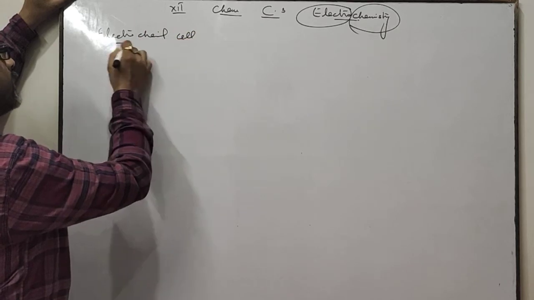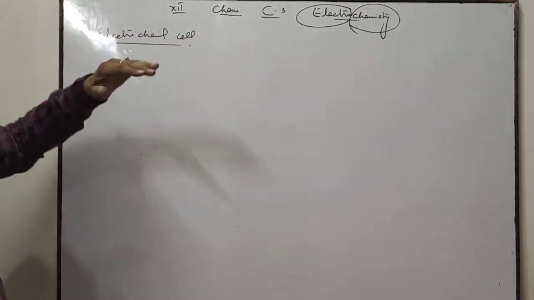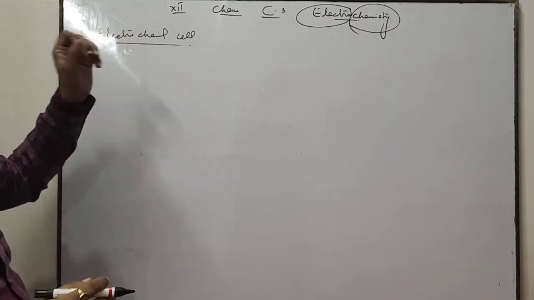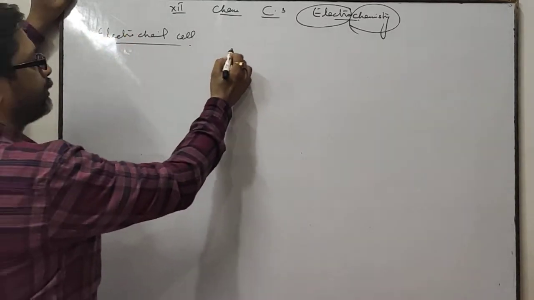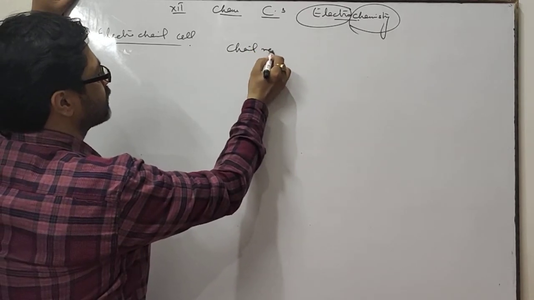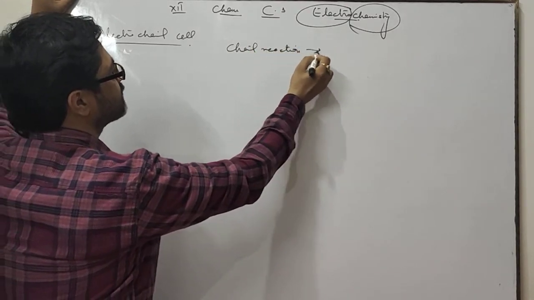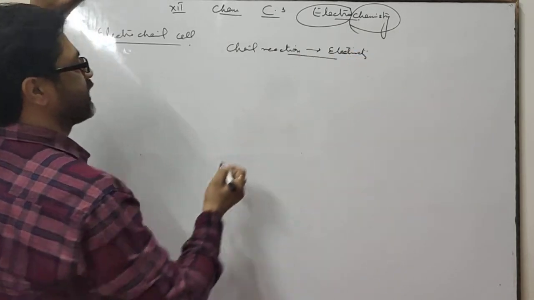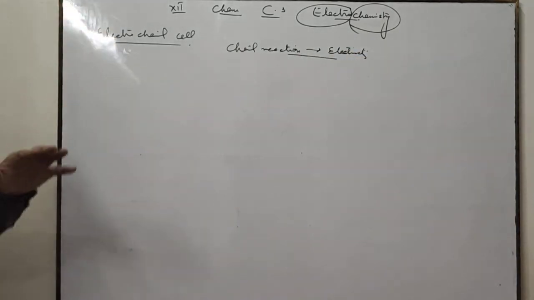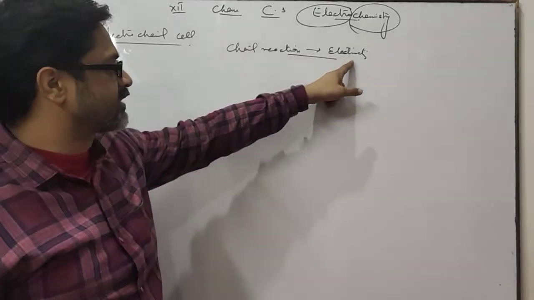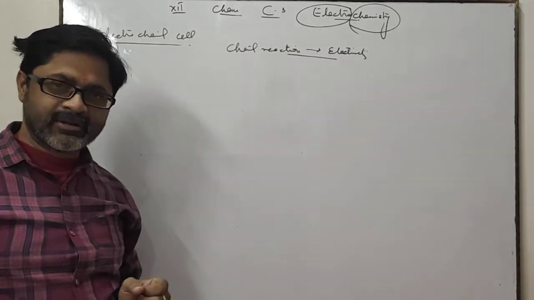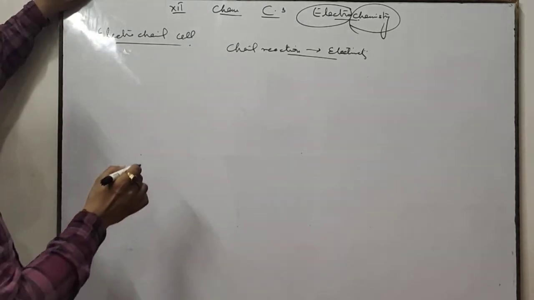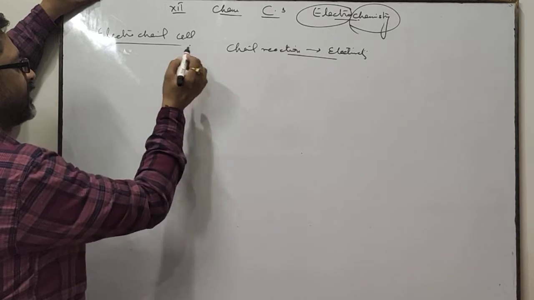What is an electrochemical cell? The arrangement which produces electricity by using a chemical reaction. Means by the use of a chemical reaction, production of electricity is called an electrochemical cell. The device, the arrangement which produces electricity by using a chemical reaction is called an electrochemical cell. These are of various types.